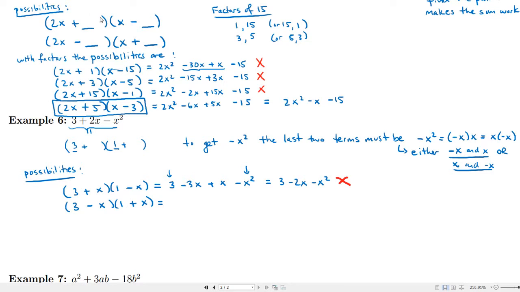So now let's see if the other one worked. If it doesn't work, then that means you did something wrong, so you would just backtrack and see what you need to fix here. So 3, and then 3x plus 3x, and then minus x, and then again minus x squared. We have rigged it so far that the first and last terms are definitely correct. It's really the middle terms that we're trying to figure out, are these correct? And simplifying, we did get plus 2x. So that's good. So that means this is our factorization.